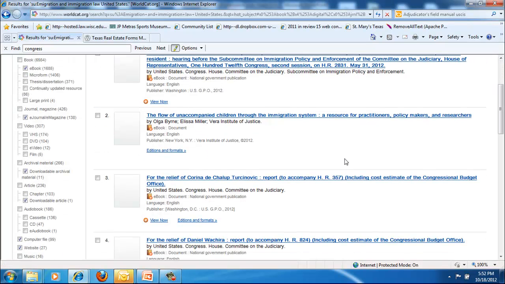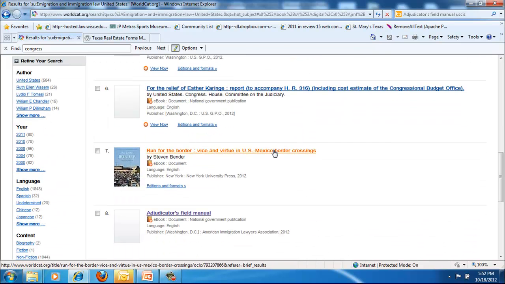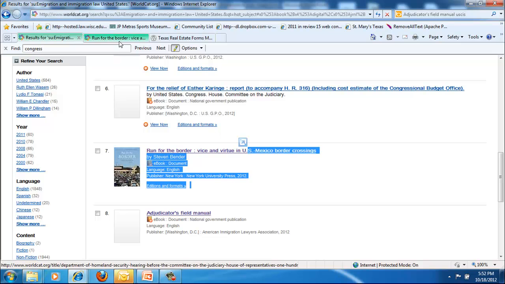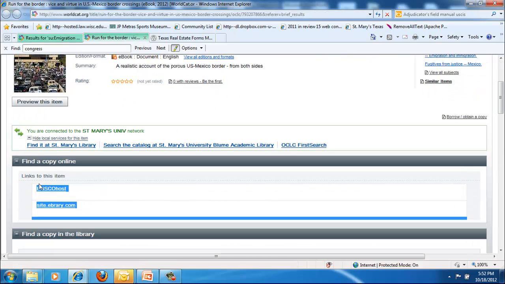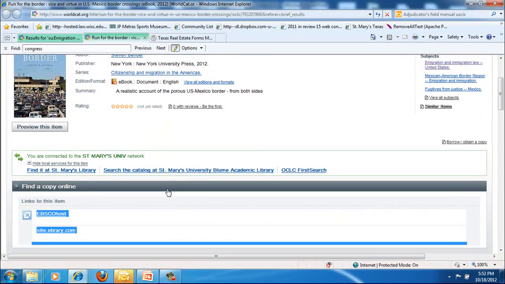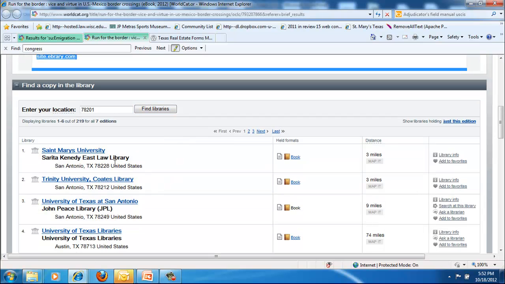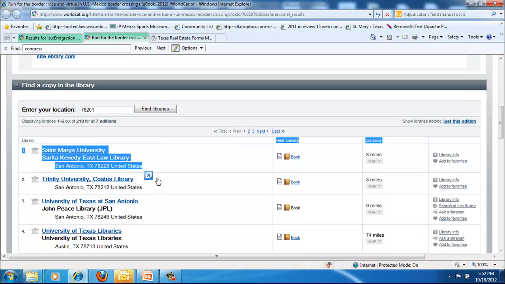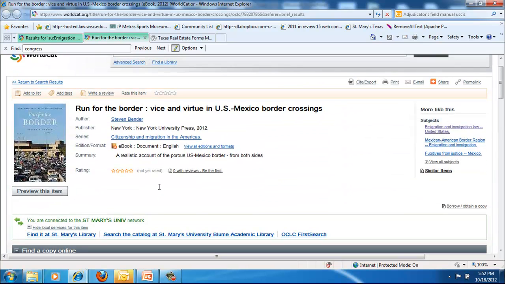And I have here a lot of options. When I look through these, I can click over, and in this case, I've got a link to the item, to this book. It's in EBSCOhost or on eBrary, and both of those are paid sites. I see, well, I could go into the Sarita Kennedy East Law Library and I could read it there on a computer, but I don't want to do that. I'm in my office.